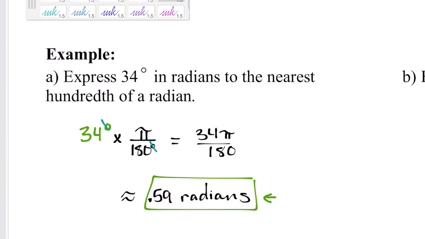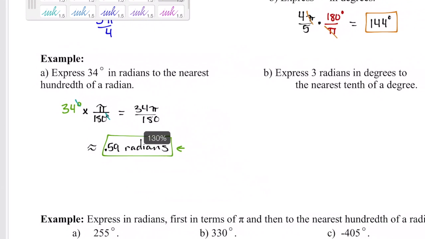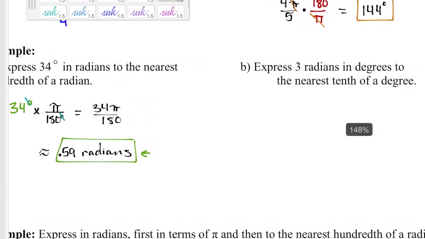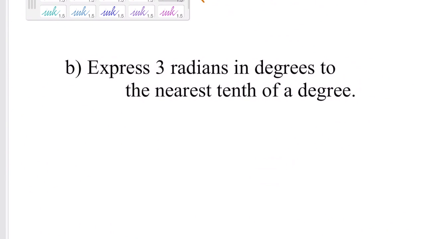And we do want to be specific and say radians. So if you just put 0.59, it's like, okay, what is it? Is it 0.59 tacos? Because if it is, who ate part of the taco? Why would they just leave it? Everyone's going to eat a full taco. No one wants to eat part of a taco and just leave the rest of it.